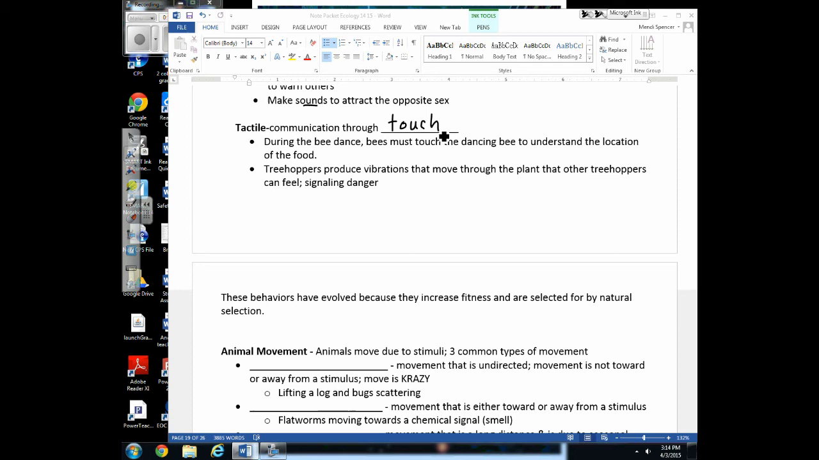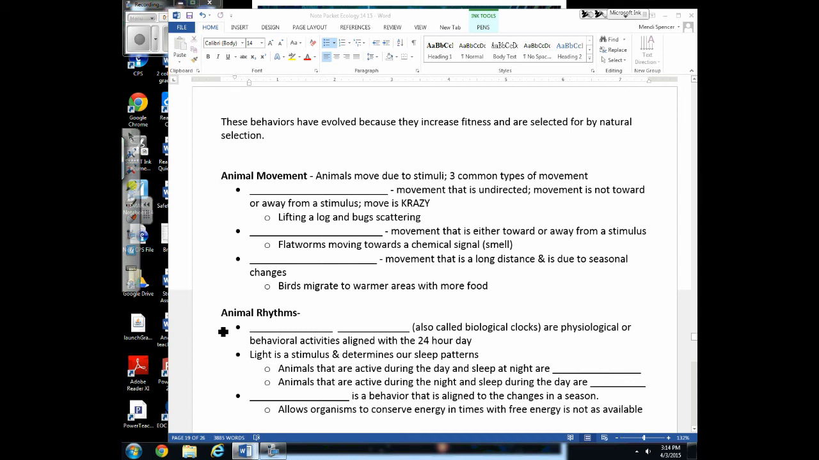Another example of where touch is used as communication is with tree hoppers. When one detects danger, it vibrates the plant that it's on, and that can be detected by other tree hoppers so they know that danger is near. Now, again, just to emphasize, all these behaviors are due to natural selection. The ones that have these behaviors are the ones that are surviving better and reproducing.